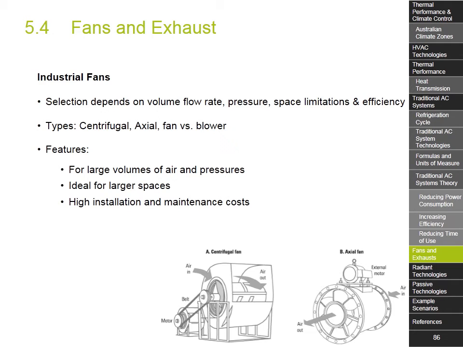Industrial fans are selected based on the volume, flow rate, and pressure required, space limitations, and efficiency. The two main types are centrifugal and axial fans. In centrifugal fans, the air changes direction when entering and secondly when leaving. In axial fans, there is no flow direction change. The common blower achieves higher pressures than fans and is therefore not necessarily considered a fan.